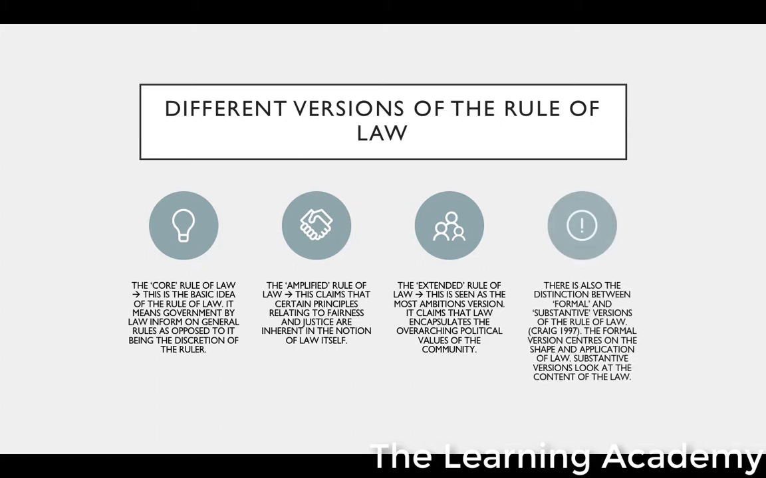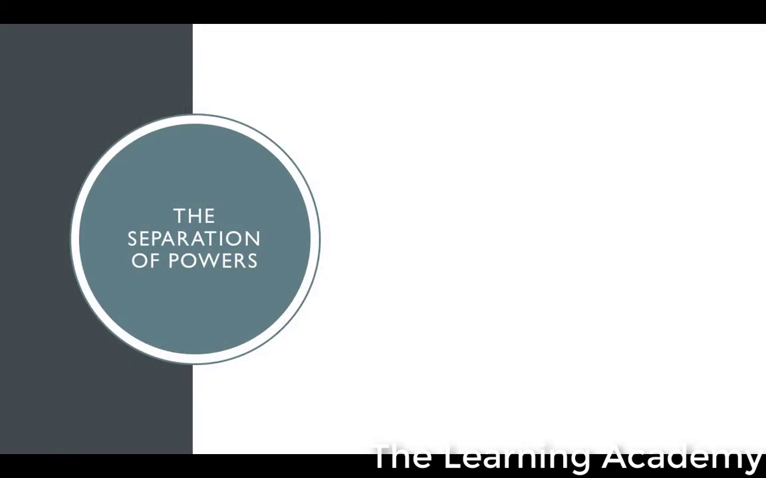There is also a distinction to be made between what we call a formal and a substantive version of the rule of law. The formal version of the rule of law centers on the shape and application of the law. It looks at how the law is shaped and applied to different cases. And the substantive versions look at what the law actually says, the content of the law specifically. Okay? Now we've looked at that, let's have a look at the idea of the separation of powers, which is the second principle we're going to look at today.